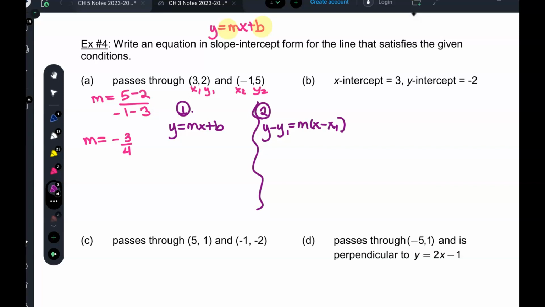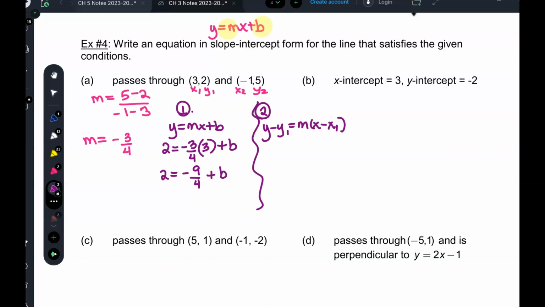So I know what m is, but I don't know what b is. And I have 2 different points. So I'm going to use one of those 2 points and substitute in for x and y. Does it matter which one? No. Nope. I'll use the first one because I don't have any negatives. So I'm going to replace y with 2. I'm going to replace m with negative 3/4. So I'm substituting everything in except for b. Now what? I get negative 9/4. And then we have to add that. So you're just solving for b.